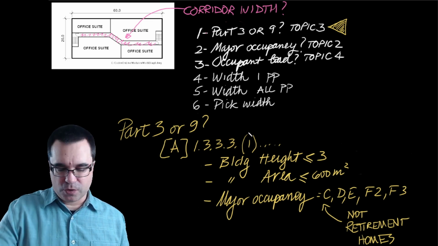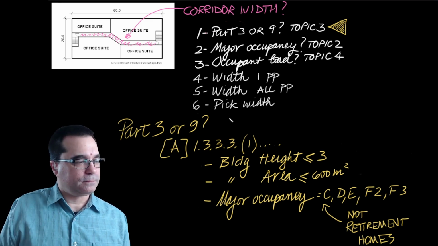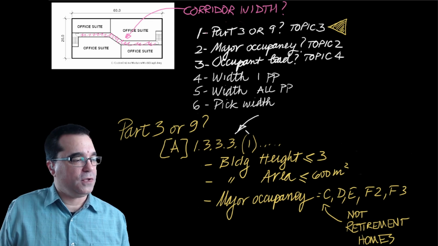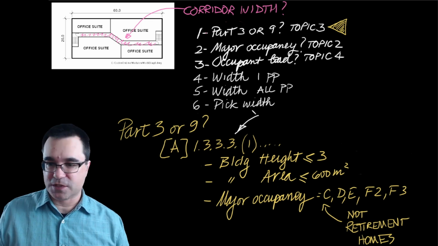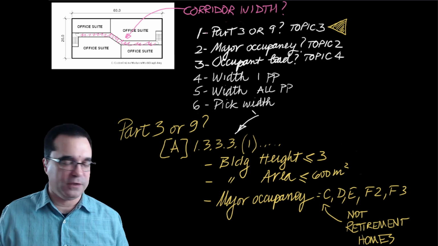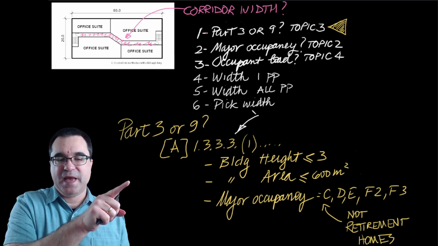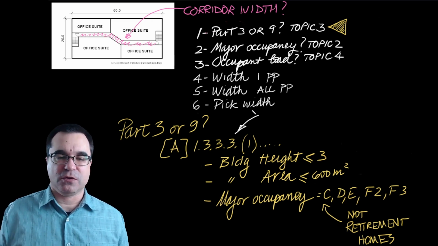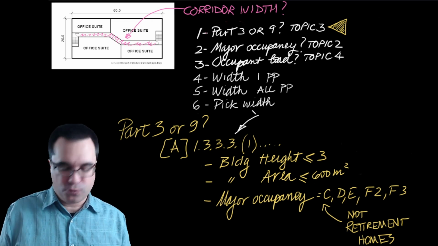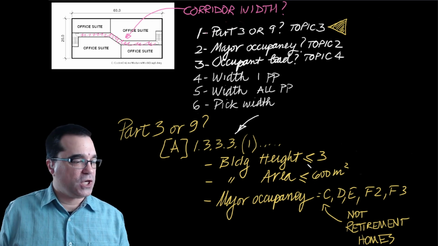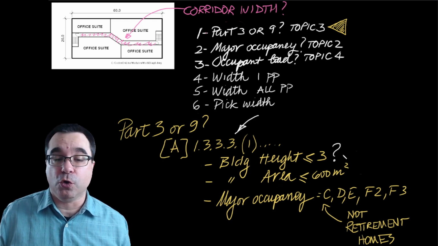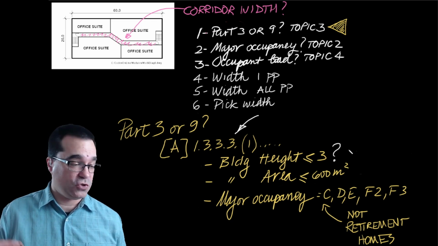We're going to use the requirements in article 1.3.3.3 under sentence 1 in Division A of the Ontario Building Code, the 3 conditions. And even if one of those conditions fails, it automatically makes this a part 3 building. So we're going to check building height first. Is it less than or equal to 3 stories? We don't know. There's no information given, so we have to skip this.